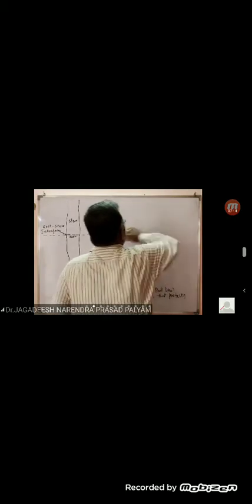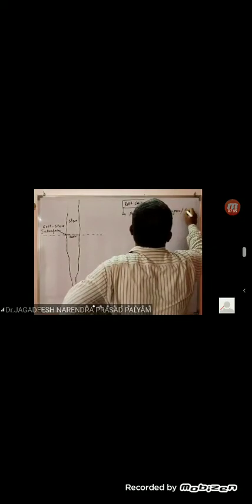This root cap has some functions. Number one, I said it protects the tender apex or tip of the root. Tender means very young. This is one important function.